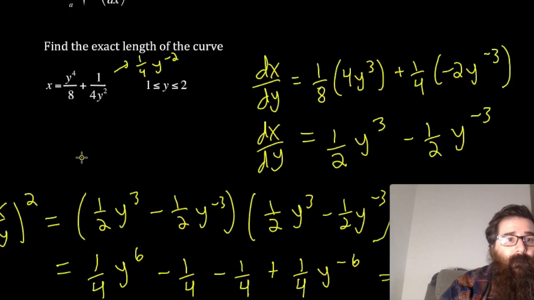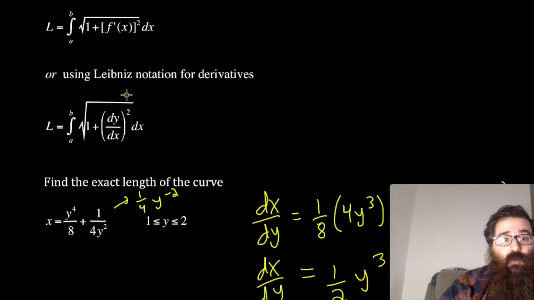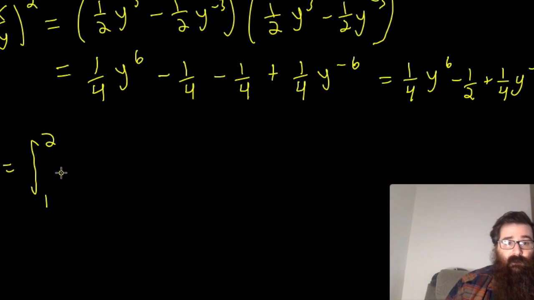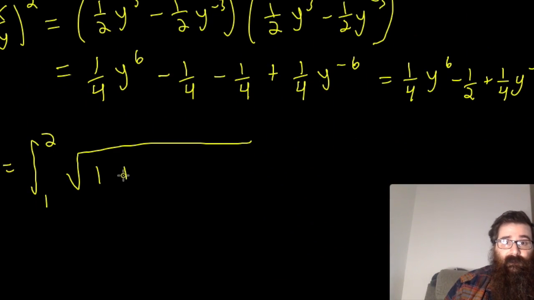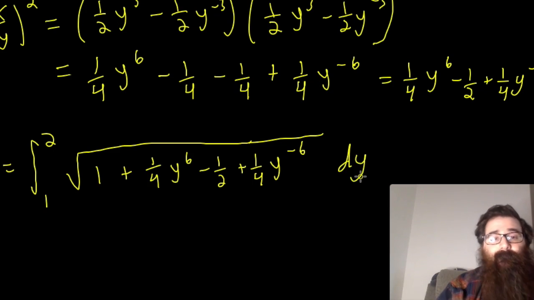And remember how our formula looks. Here we're doing it with respect to y, but it makes no difference. It should be the square root of 1 plus the square of the derivative. We just found the square of the derivative, so I just need the rest of this. Square root of, I want 1 plus, and then here's my derivative squared. It's that 1/4 y to the 6th minus 1/2 plus 1/4 y to the minus 6. And here we're integrating with respect to y, of course.